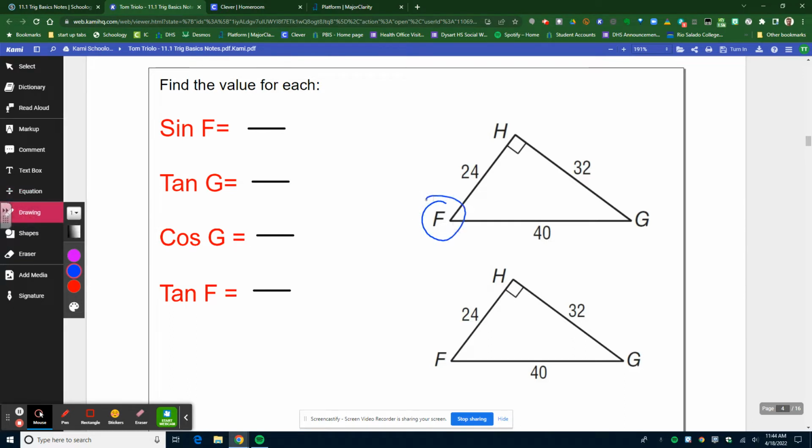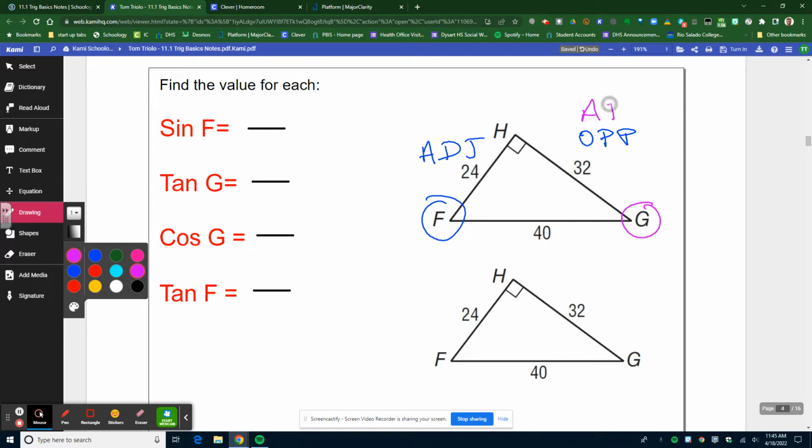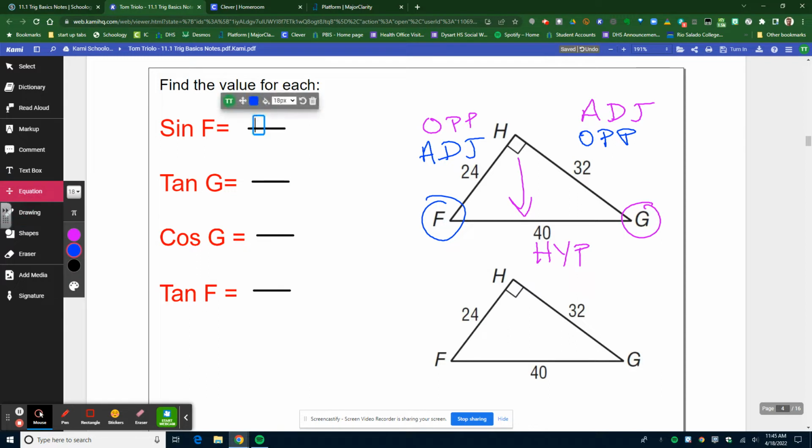Sine F. The opposite side is, and you're going to notice that I label stuff frequently, just with the first three letters, OPP and ADJ, opposite and adjacent, and then I color code. So angle G, it's the exact reverse. This is my adjacent side, and this is my opposite. Regardless of which angle, this is always my hypotenuse, always opposite to the right angle and the longest side. So taking that into account, we're going to fill this in right here. So sine is opposite over hypotenuse. So 32 over 40.